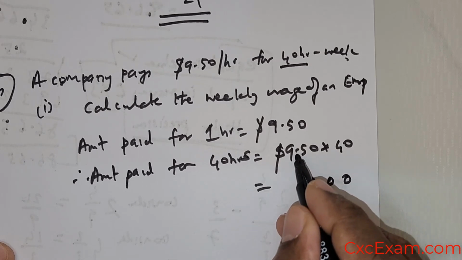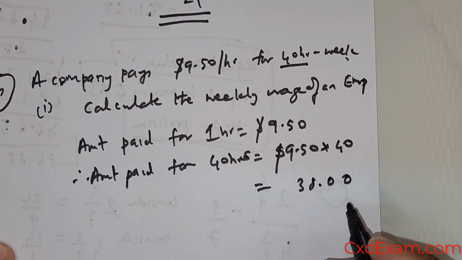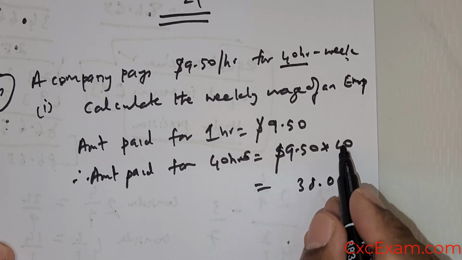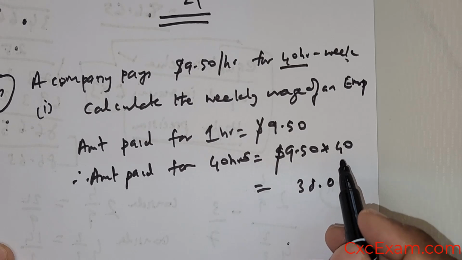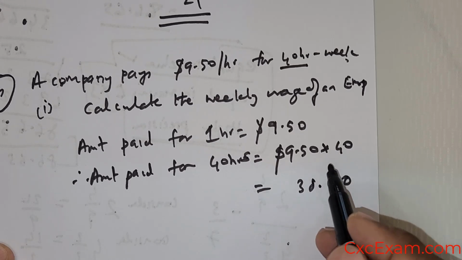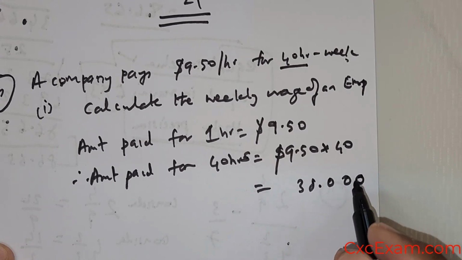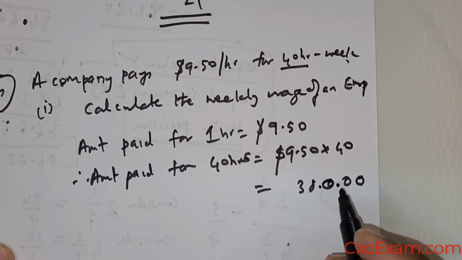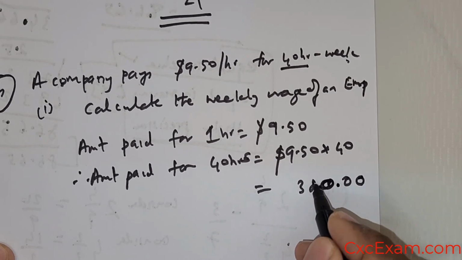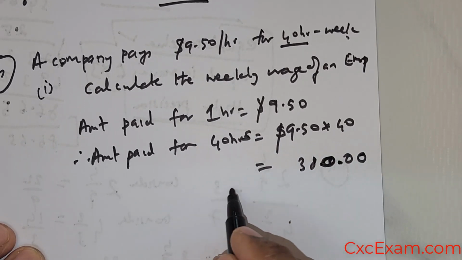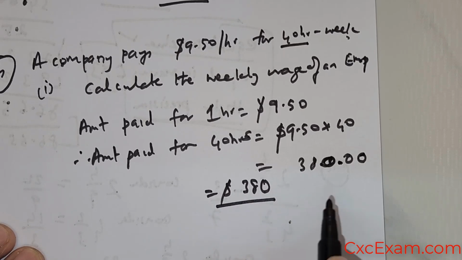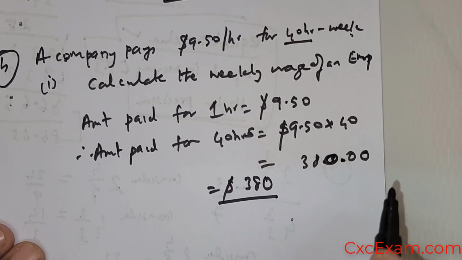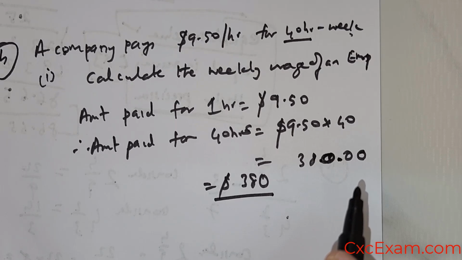After the decimal point you have 2 digits, so you have to add one more digit. Because I did not take into account this 0, this should be the value 380.00. So this is the amount paid, $380. We don't have to place the 0.00. Okay, so that is for the week.